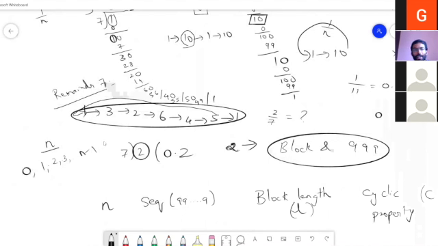But since we are considering 1 by n, where n does not divide a power of 10, where n is not of the form powers of 2 and 5, we will not get 0 as a remainder, because if you get 0 as a remainder, then it is a terminating case. So we'll just remove this. Other than 0, the possible remainders are 1 to n minus 1, isn't it?